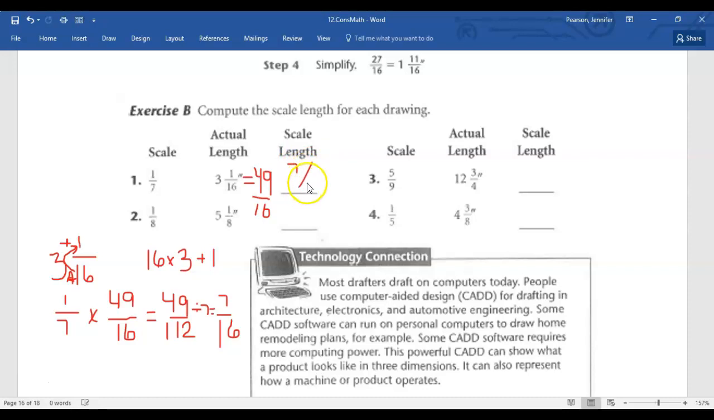So that is the same process then for the rest of these. Convert your mixed number into an improper fraction, and then multiply your fractions by going straight across the top and straight across the bottom.